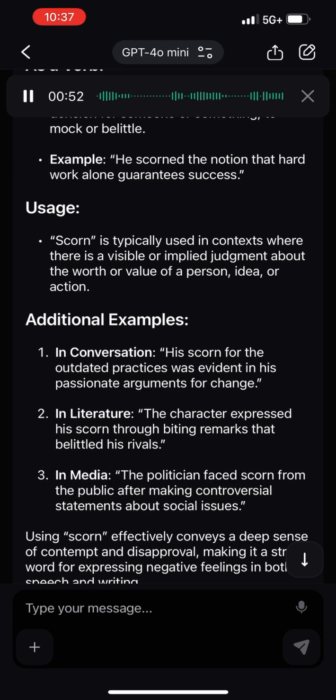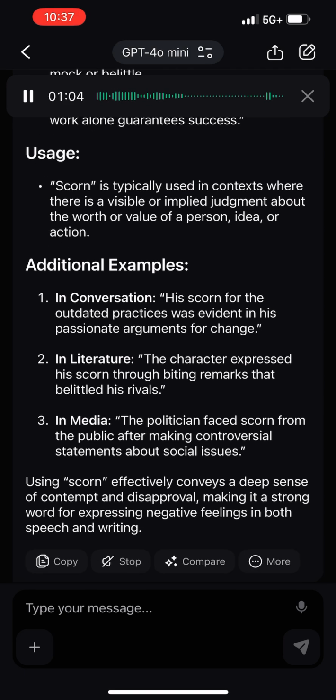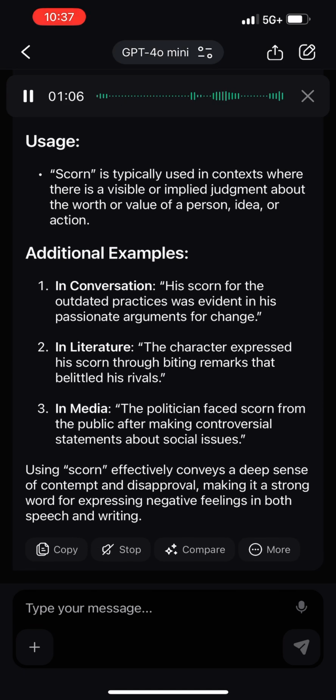His scorn for the outdated practices was evident in his passionate arguments for change. 2. In literature, the character expressed his scorn through biting remarks that belittled his rivals. 3. In media, the politician faced scorn from the public after making controversial statements about social issues. Using scorn effectively conveys a deep sense of contempt and disapproval, making it a strong word for expressing negative feelings in both speech and writing.